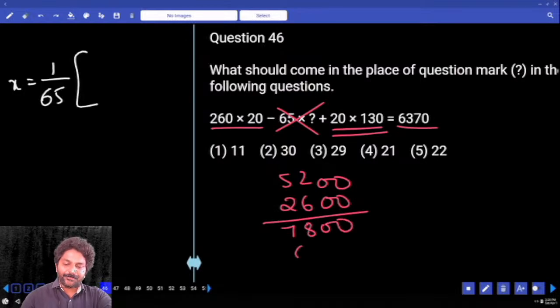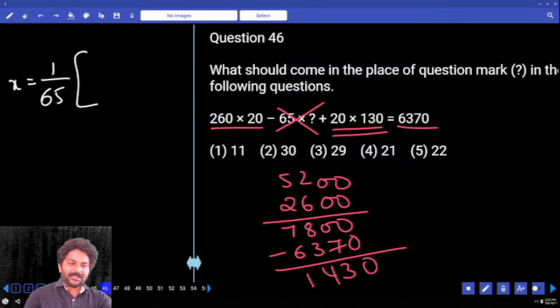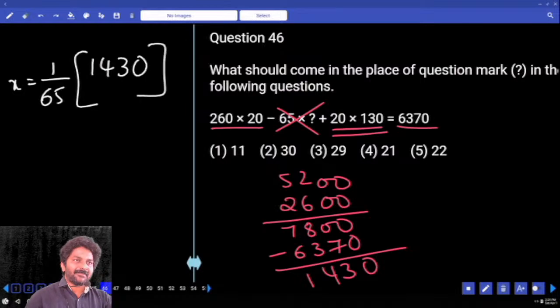Right hand side, 6370 comes to the left hand side. We have to subtract. Thousands place 7 minus 6, 1. Remaining number 800 minus 370, 430. 1430 divided by 1 by 65.